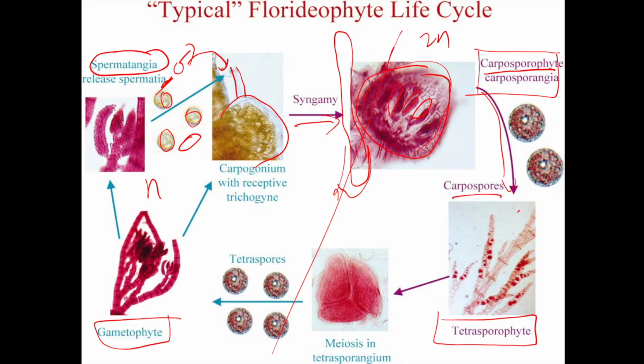Si carpospore, pag na-release, magpo-form ng tetrasporophyte. Si tetrasporophyte, siya magpuproduce ng tetraspores, no? Siyempre, yung tetrasporangium niya yun. Tetraspores magde-develop into your gametophyte.